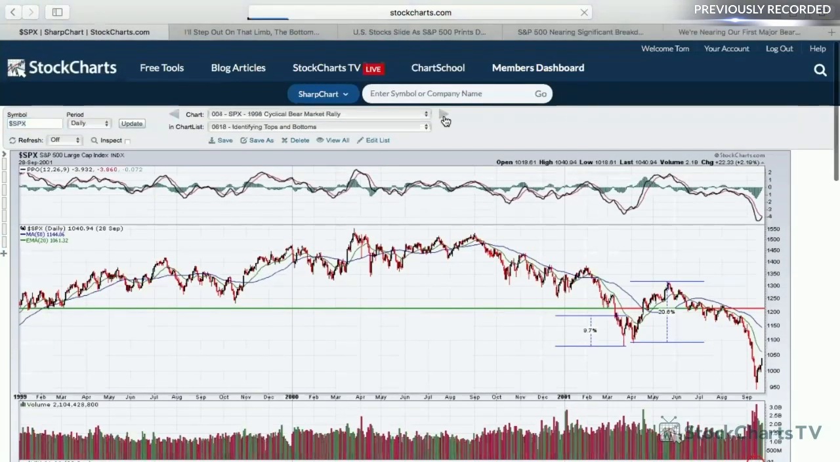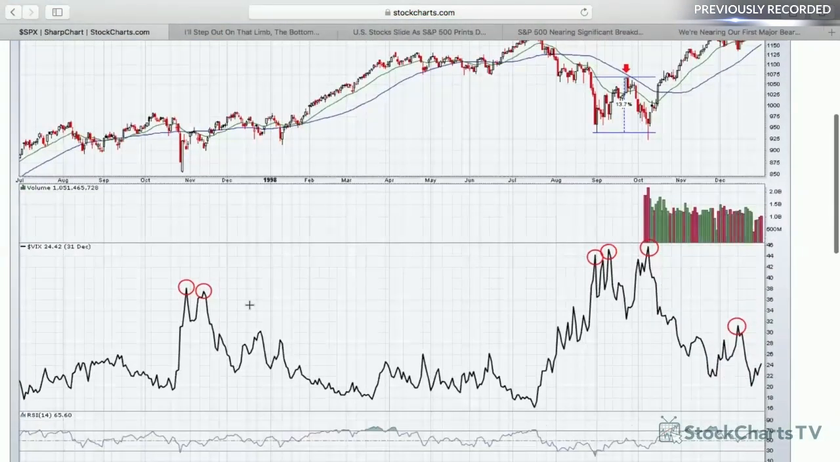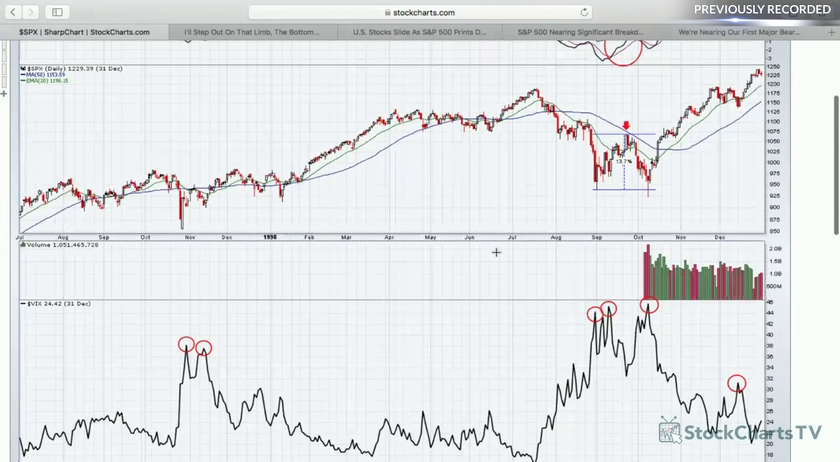All right, next bear market. This was 1998. And again, check out the VIX. Almost every significant bottom came with the VIX. Here was the VIX again, extreme readings, back in the mid 40s. And in 1998, by the way, we were still in a secular bull market. So you're getting extreme pessimism marking a double bottom in a secular bull market. And look at the rally that came out of that.